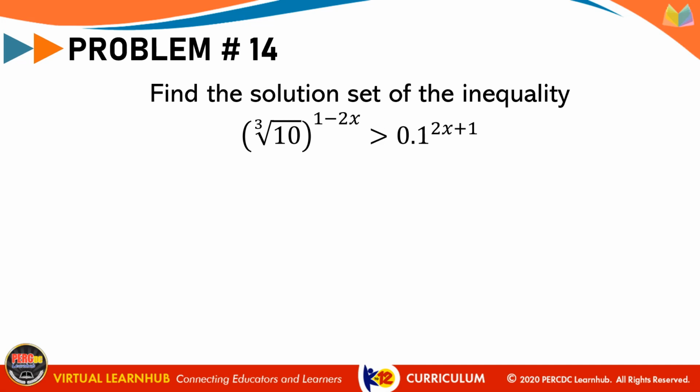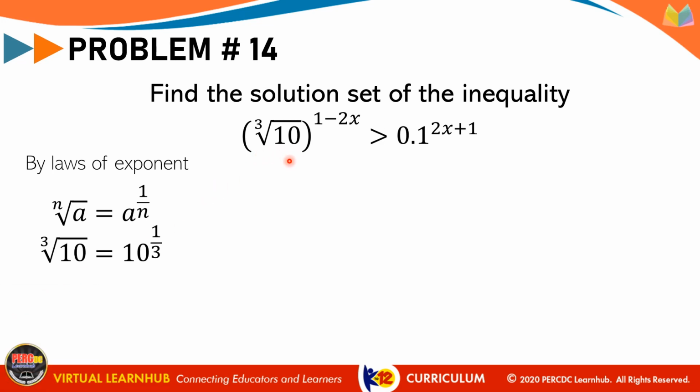Problem number 14. Find the solution set of the inequality cube root of 10 raised to 1 minus 2x is greater than 0.1 raised to 2x plus 1. By laws of exponent, we know that if we have an nth root of a, it is also equal to a raised to 1 over n. Therefore, the cube root of 10 is equal to 10 raised to 1/3.